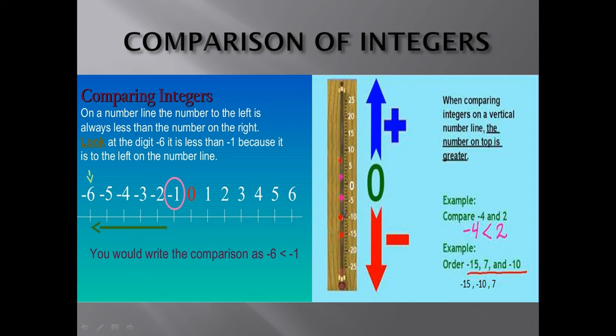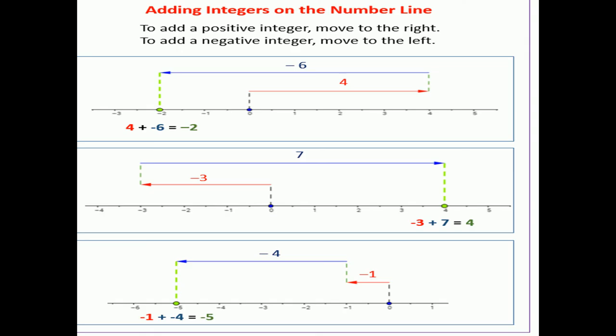Example: order -15, 7 and -10. We have to arrange them in ascending order. So -15 is at the bottom, so it is the smallest, then -10, then 7. This is the ascending order of these numbers. So this is comparison of integers.